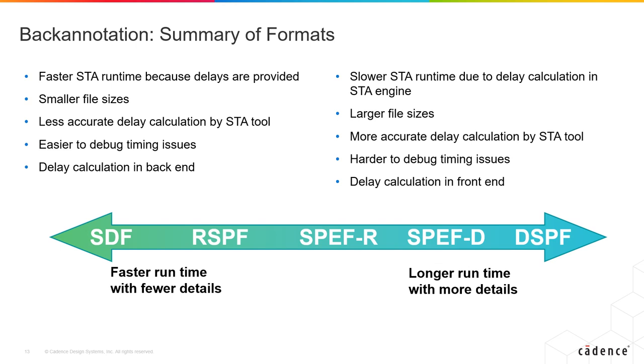Some of the larger file sizes come with longer runtimes, and therefore it may take more time to generate these particular files. When you reduce them and make it simpler, it's faster to read into the tools. The delay calculation is something that is happening in either the front end or the back end. You can start out with DSPF or with the SPEF and then bring that information directly into your synthesis tool and then let the synthesis tool do the delay calculation. Or, you can do the calculation ahead of time and then bring in an SDF. It all depends on what formats are being used.